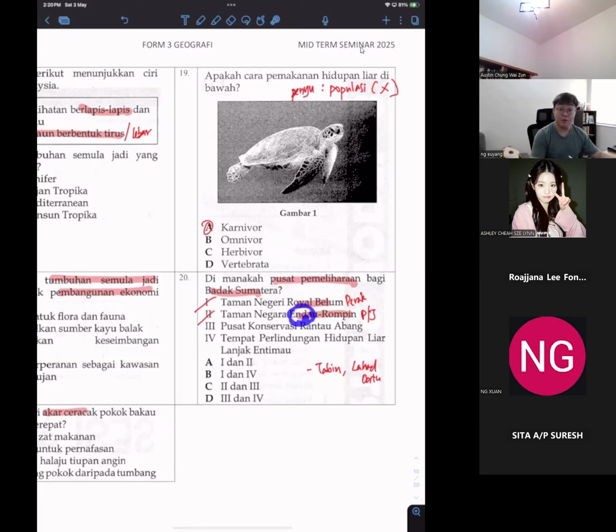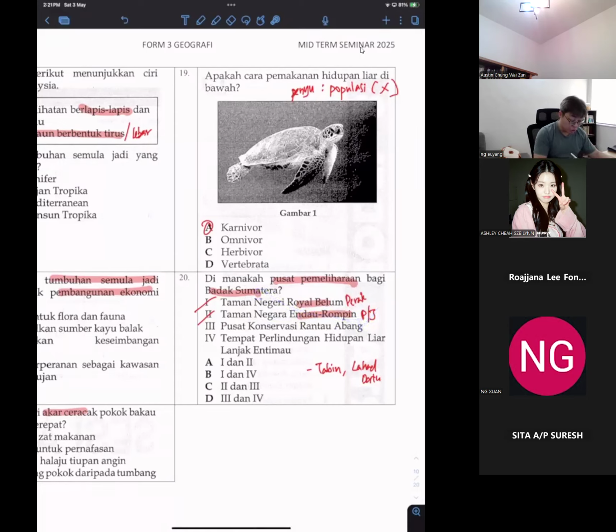Sungai Endau is in your Form 1 bab 7, for the sungai bersempadan dengan Pahang dan Johor. But Sungai Endau is most likely near to the Pahang. Sungai Rompin is most likely near to the Johor, right? So that's why this Taman Negara Endau Rompin is in between Pahang and Johor, so which means part of Semenanjung Malaysia. Then there will have the Badak Sumatra.